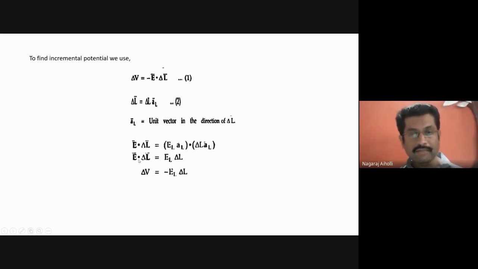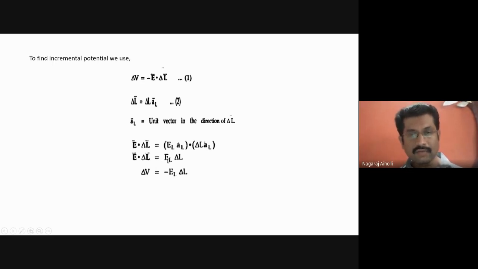Yes, that is E bar dot delta L bar, which will be EL delta L. That is delta V. What is our delta V here from equation 1? Minus E bar dot delta L bar, that is delta V. So here we have E bar dot delta L bar equal to LHS, that is minus delta V is equal to EL delta L, or delta V will be equal to minus EL delta L. How are we getting this? E bar dot delta L bar is equal to EL delta L, we got.